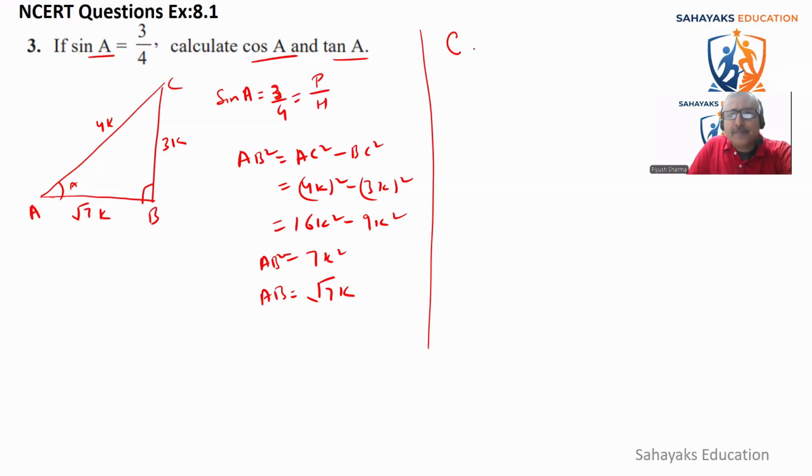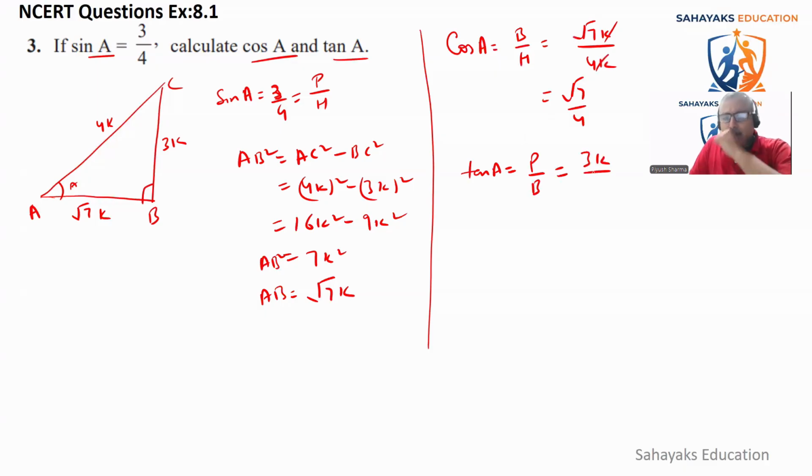Now we have to find the value of cos A. So cos A is equal to base divided by hypotenuse. What is base? Root 7K divided by 4K. So K will cancel out with K. It comes as root 7 by 4. Then we have to find out tan A. Tan A is equal to perpendicular divided by base. That comes out to be 3K divided by root 7K. So it comes out to be 3 by root 7. Because the denominator is not rational, we'll rationalize the denominator by multiplying by root 7 by root 7. So it becomes 3 root 7 by 7.